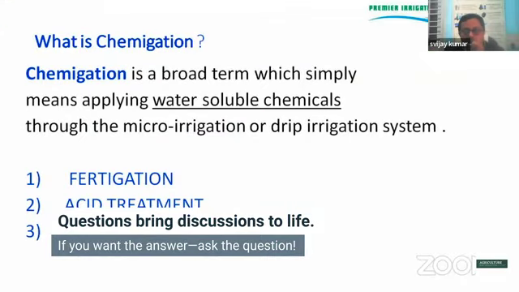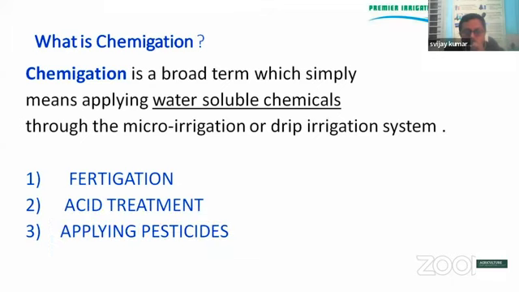So we are actually applying chemicals. Chemigation is a broad term which simply means applying all water soluble chemicals through the micro irrigation or drip irrigation system. It has three parts. One is fertigation, which is the most important part, the water soluble fertilizer. The second one is the acid treatment, because you have to provide dilute acids to clean the system.